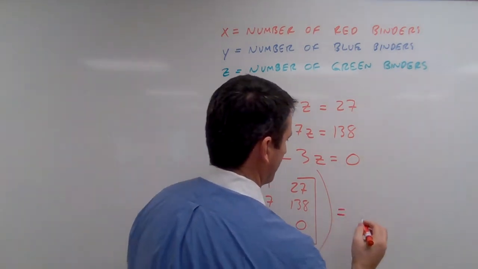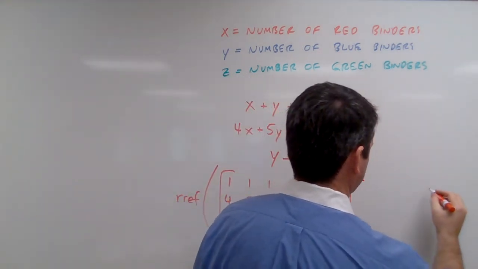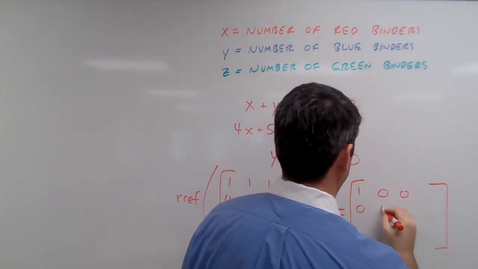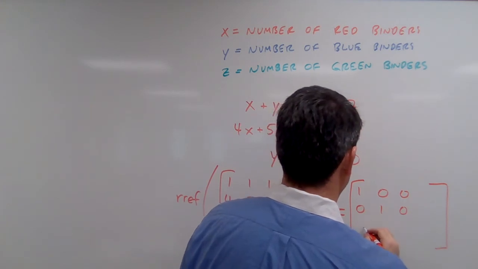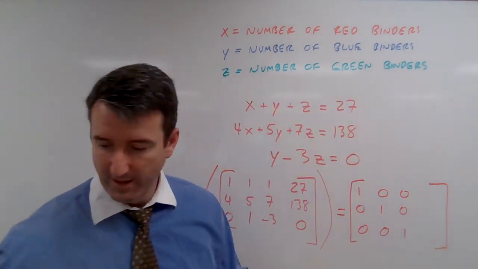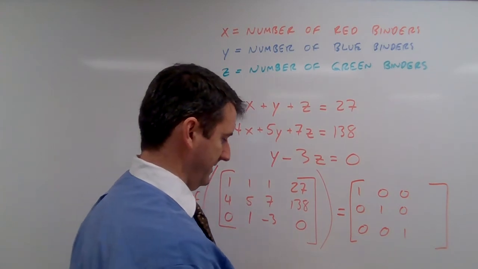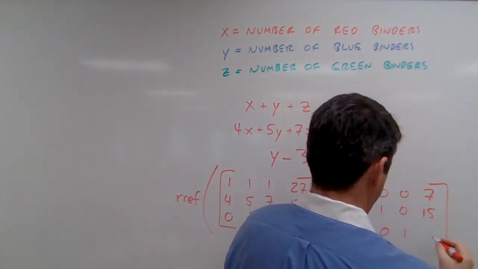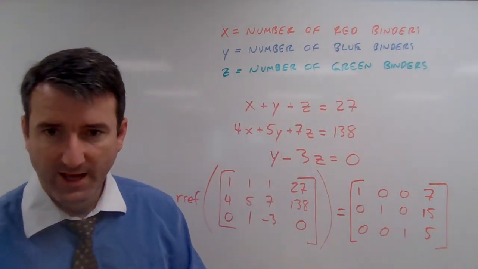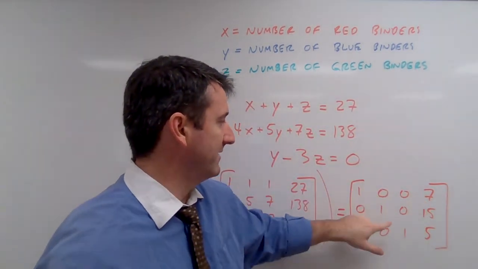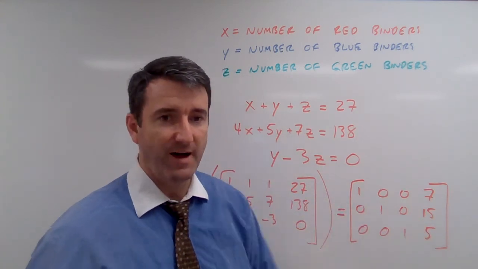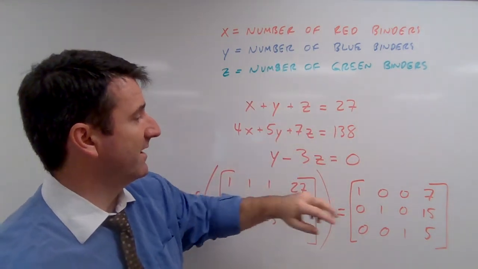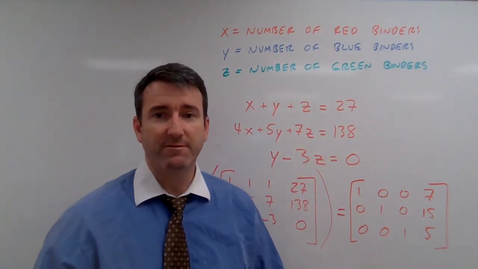And that's going to give us this matrix in reduced row echelon form, which will be 1, 0, 0, 0, 1, 0, 0, 0, 1, and then 7, 15, and 5. And so what that means is x is equal to 7, y is equal to 15, z is equal to 5. So we bought 7 red binders, 15 blue binders, and 5 green binders.